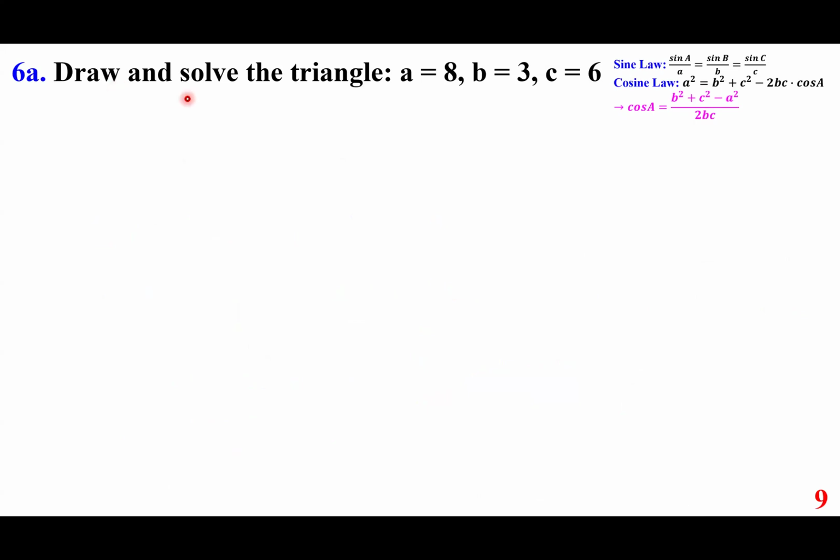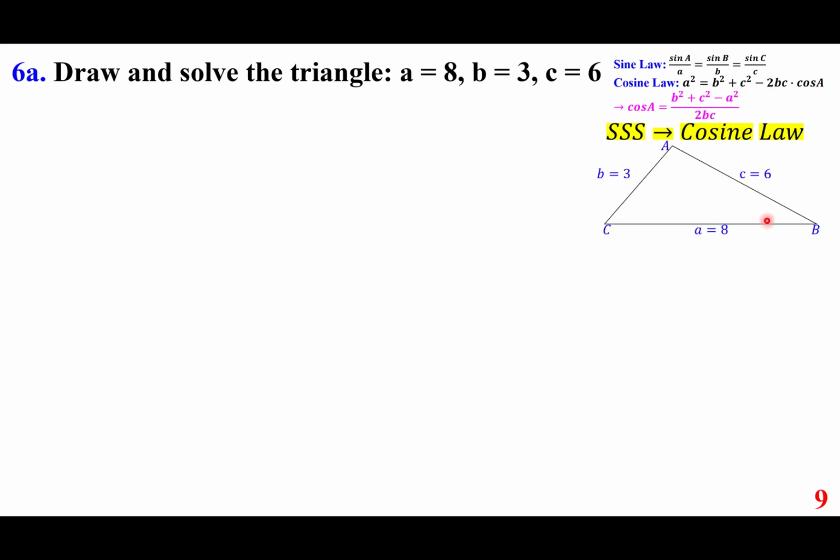Try and solve the triangle where a is 8, b is 3, and c is 6. So we use SSS, side side side, which requires the cosine law. Now, we know the sine law: sine A over a, sine B over b, sine C over c are equal. Cosine law says a squared equals b squared plus c squared minus 2bc cosine A. In fact, the Pythagorean theorem is a special case of the cosine law when the angle A is 90 degrees.